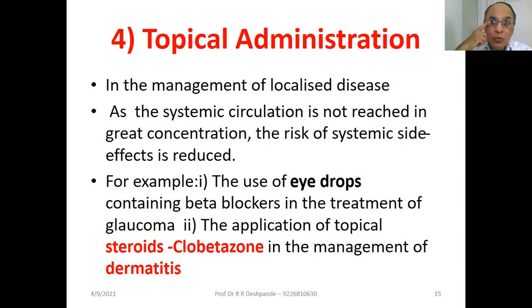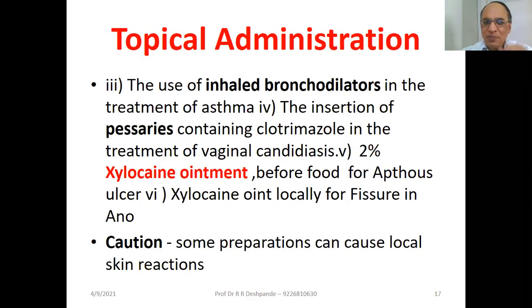For example, the use of eye drops containing beta blocker in the treatment of glaucoma, where intraocular pressure is raised and there is severe headache and severe eye pain. The application of topical steroids, that is clobetasone ointment, in the management of eczema and dermatitis. You can see the eye drops. The use of inhaled bronchodilators in the treatment of bronchial asthma, puff. The insertion of pessaries containing clotrimazole in the treatment of vaginal candidiasis.